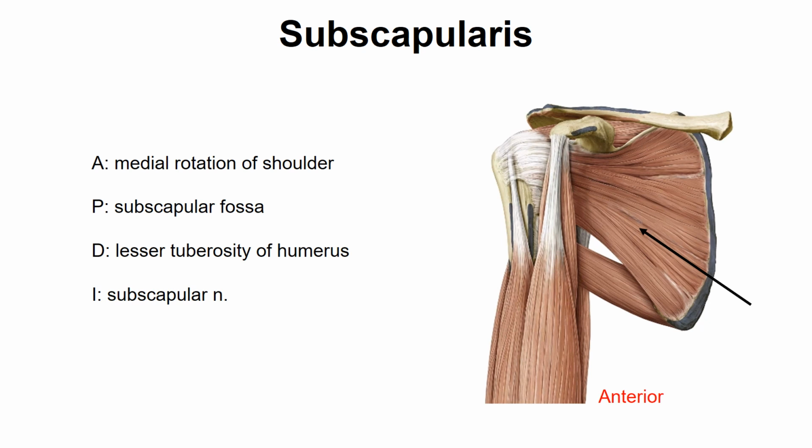And it's innervated by the subscapular nerve. So pretty easy to remember that. Subscapular nerve innervates the subscapularis, which sits in the subscapular fossa. So pretty in line on that one.